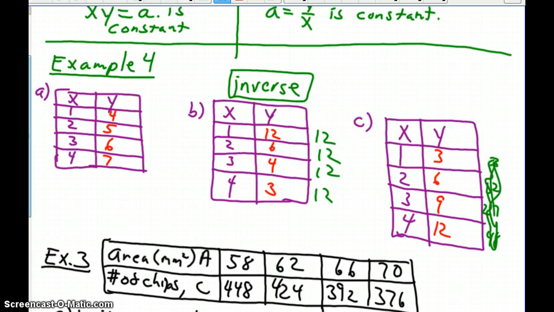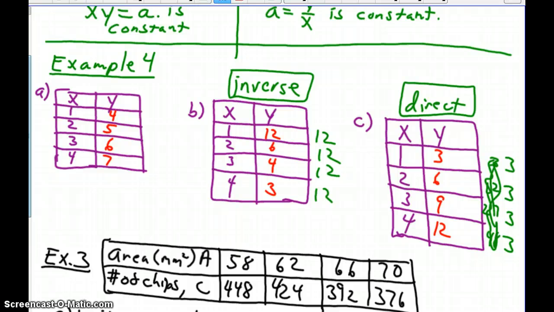Okay, how much is 3 divided by 1? 3. How much is 6 divided by 2? 3. How much is 9 divided by 3? 3. How much is 12 divided by 4? 3. Okay, do those equal each other? Yes, so that means that it's going to be correct. So this is a correct, right? That's all you have to do.